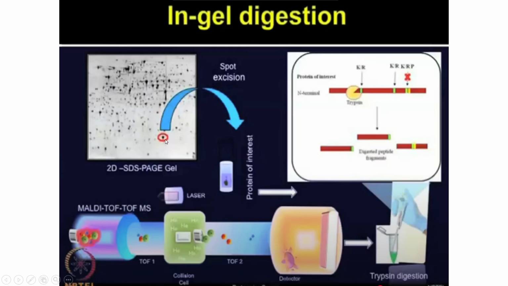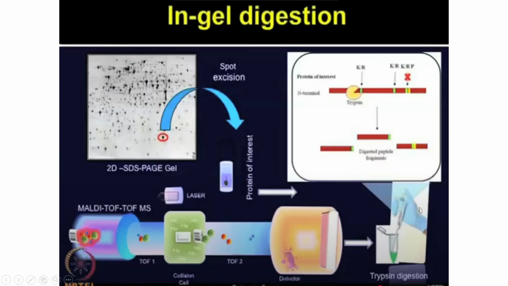So you're just taking the sample. For example, you want to detect this specific protein. You will excise that specific spot, destain it and extract the protein out of the gel. Once you have this sample, you'll do the digestion of it. That is trypsin digestion, and trypsin basically cuts at lysine and arginine, at the C terminal.